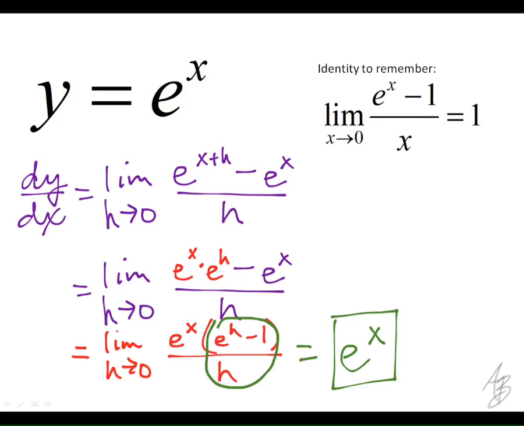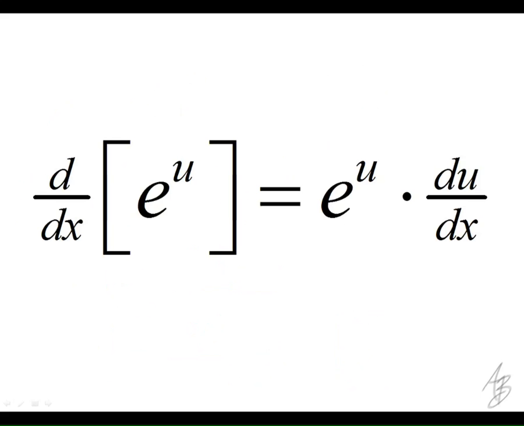If we wanted to apply the chain rule, the equation that we would get is that the derivative of e to the u, where u is some function of x, is going to be e to the u times the derivative of u with respect to x.